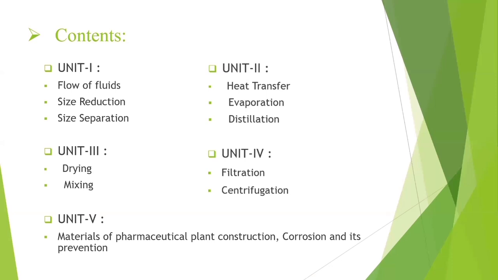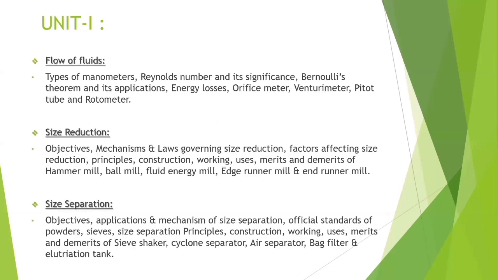So these are all the topics in the respective units which we're going to cover in the pharmaceutical engineering subject. Let us know in detail which chapters and topics will come and which topics we're going to discuss in further videos. So first of all, the first unit. In the first unit, we will get to know about the flow of fluids chapter. In this chapter, we are going to discuss the types of manometers, Reynolds number and its significance, Bernoulli's theorem and its applications, energy losses, orifice meter, venturimeter, pitot tube, and rotameter. These topics we're going to cover in the flow of fluids.